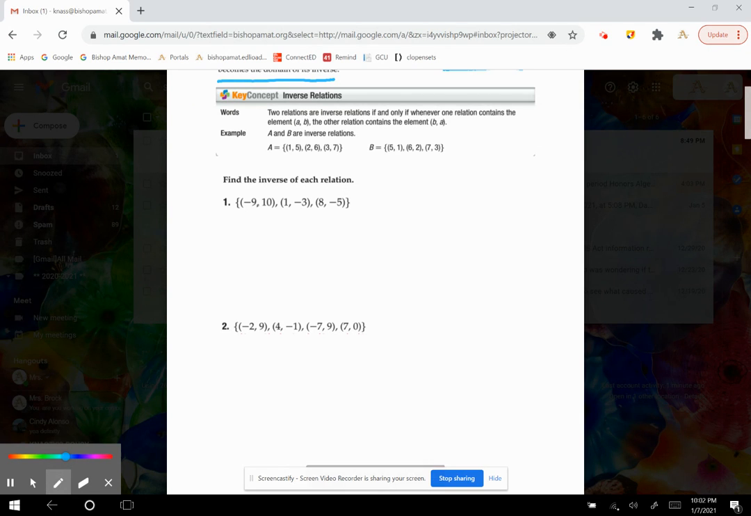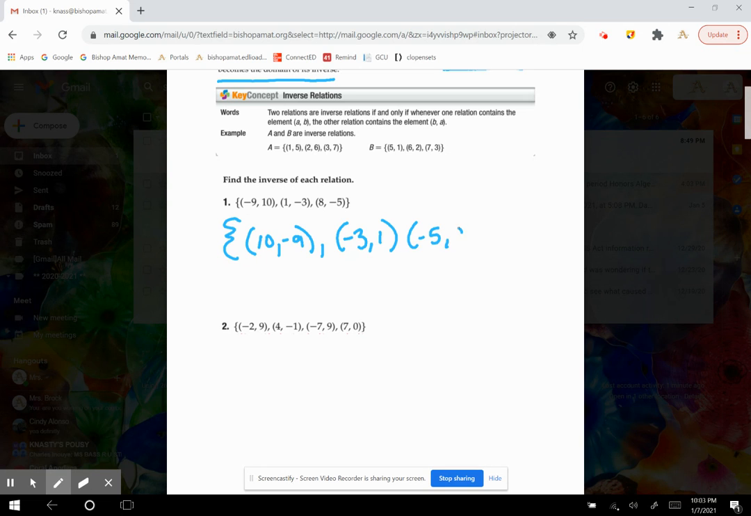So the problem says find the inverse. Well, here we go. That's a set, and we want the inverse of that set. We switch the x and y's: (10, -9). Notice I'm not switching any signs, I'm just switching the positions. (-3, 1) and (-5, 8). And you're done.